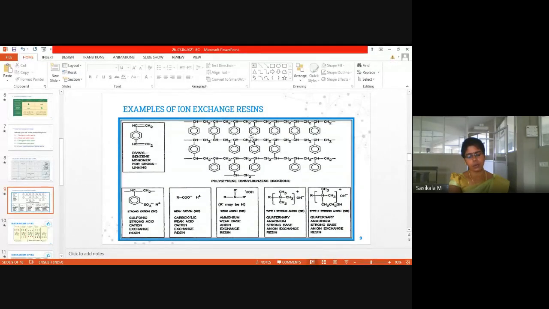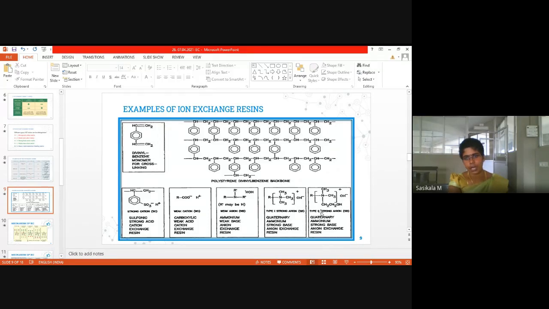What type of polymer is used? Insoluble hydrated polymer. It is cross-linked. It is a monomer that is cross-linked to form a polymer, in which it will be carrying the functional group like strong cation. What is strong cation? Sulfonic acid exchanger. Weak cation is carboxylic acid exchanger. Likewise, weak anion is ammonium, a weak base. Ammonium exchangers: tertiary amine, secondary amine, primary amines.